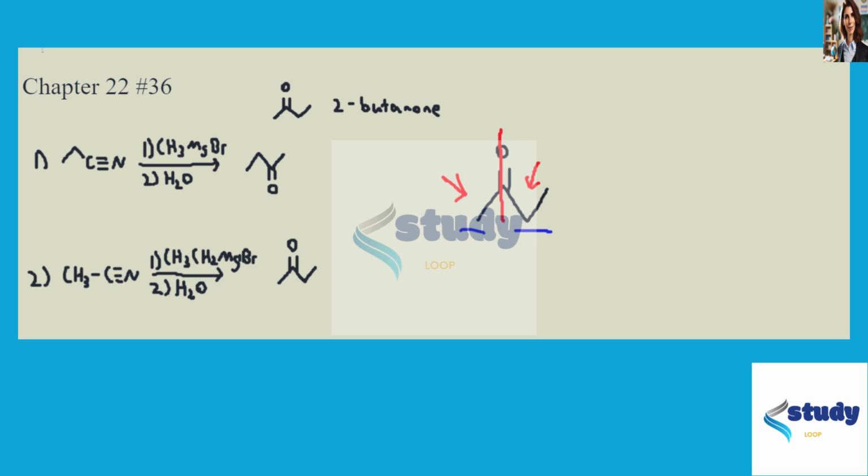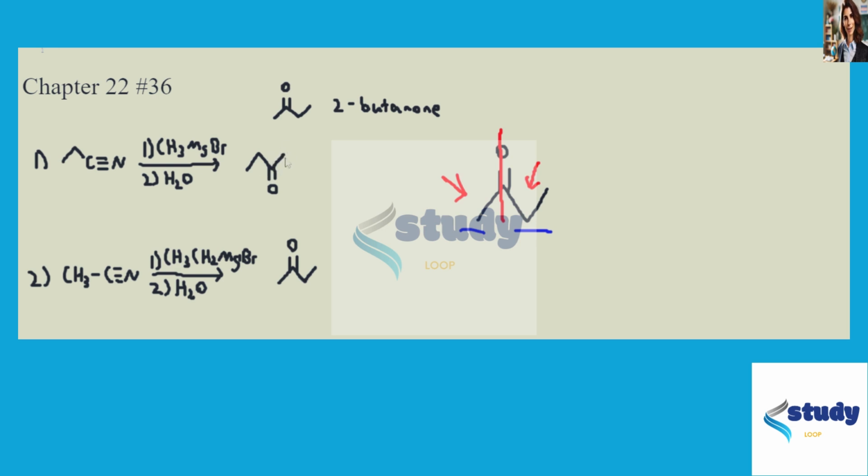So for this first method, we start with a 3-carbon chain terminating in a nitrile. We use methyl magnesium bromide. And as you can see, the nitrile carbon becomes this ketone carbon, and our methyl group has added here. And so that's 2-butanone.